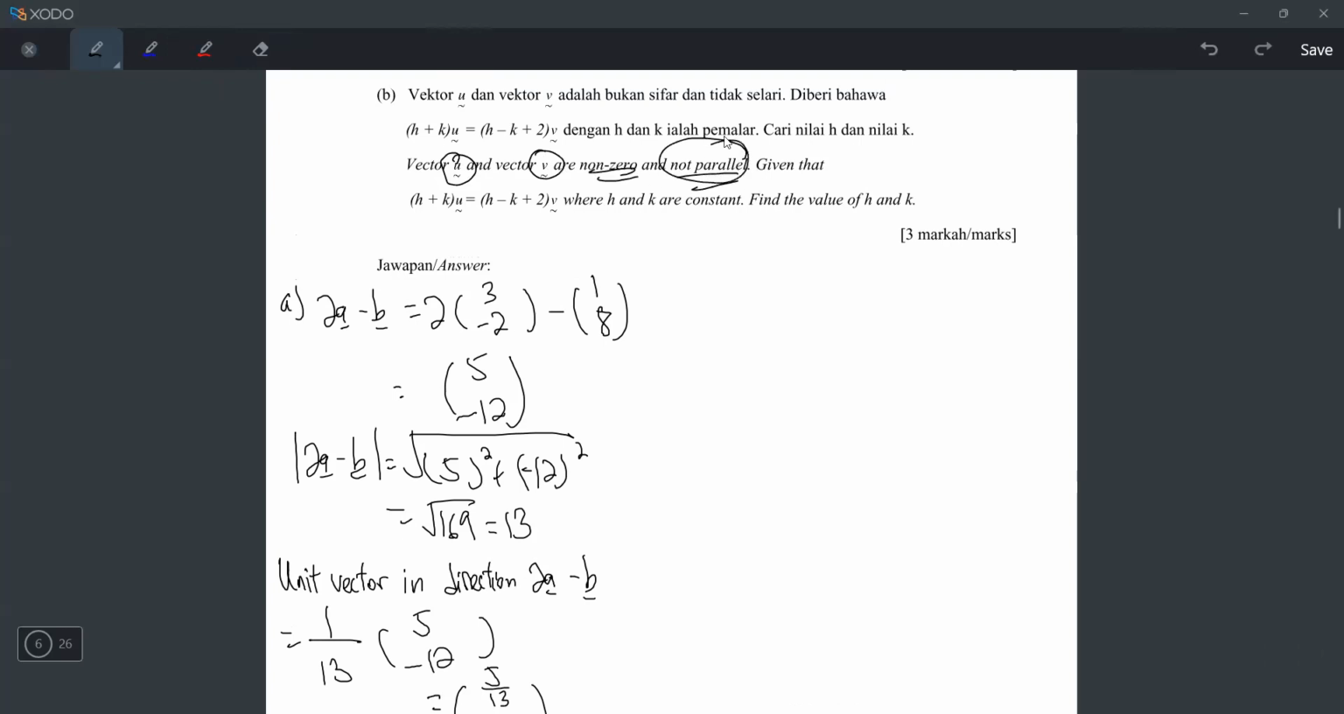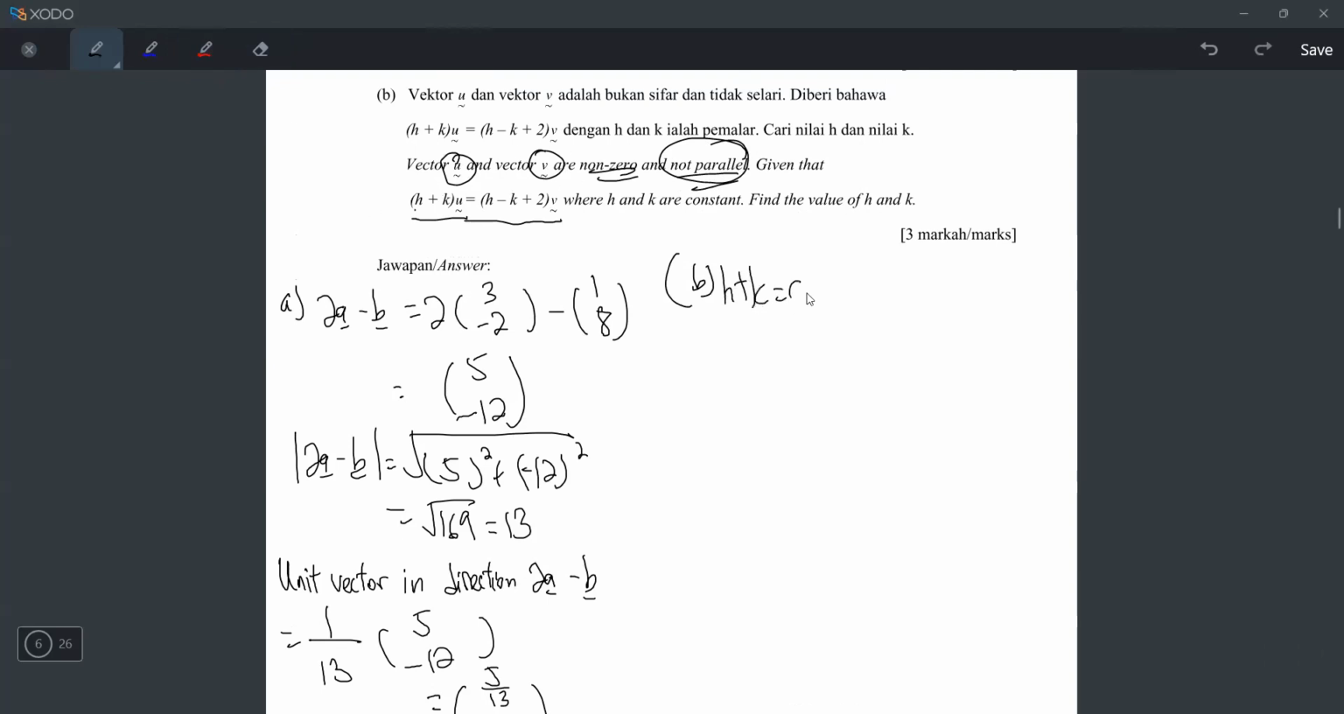Okay, the moment you see the word non-parallel, no need to think already. Just take the coefficient equals 0. Okay, so let's see. (h + k)u equals (h - k + 2)v, where h and k are constants. Find the value of h and k. So remember, if they say not parallel, you just take the coefficient equals 0.